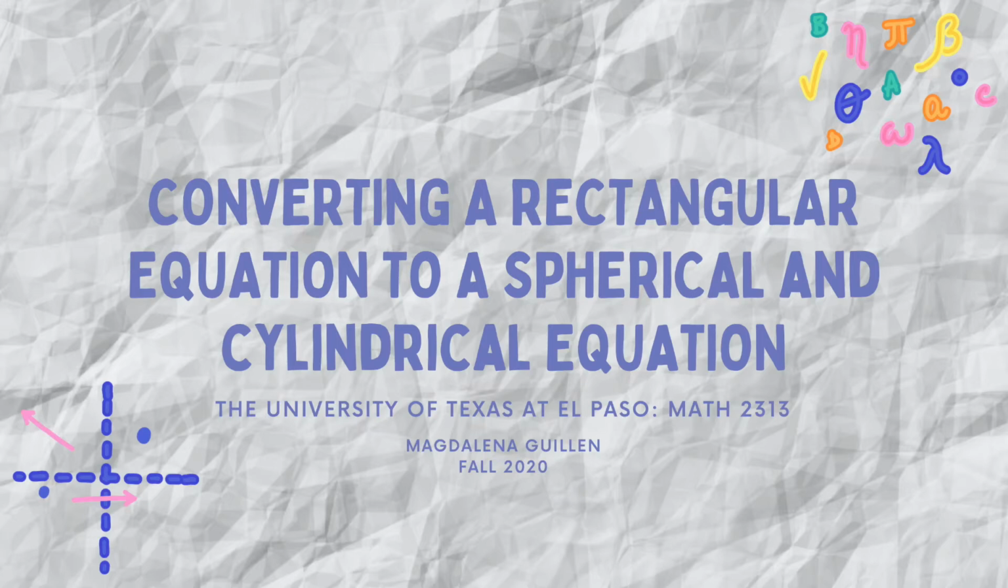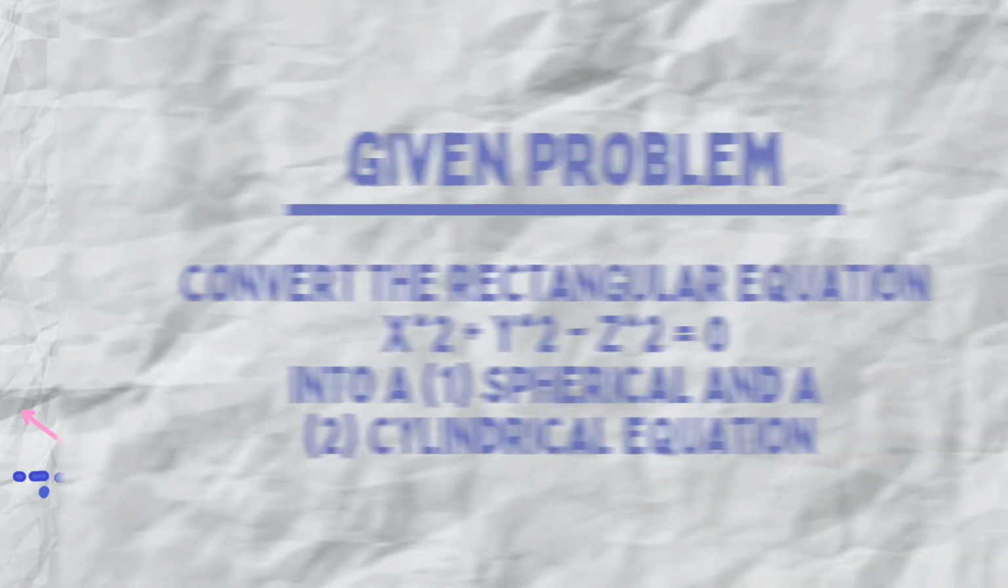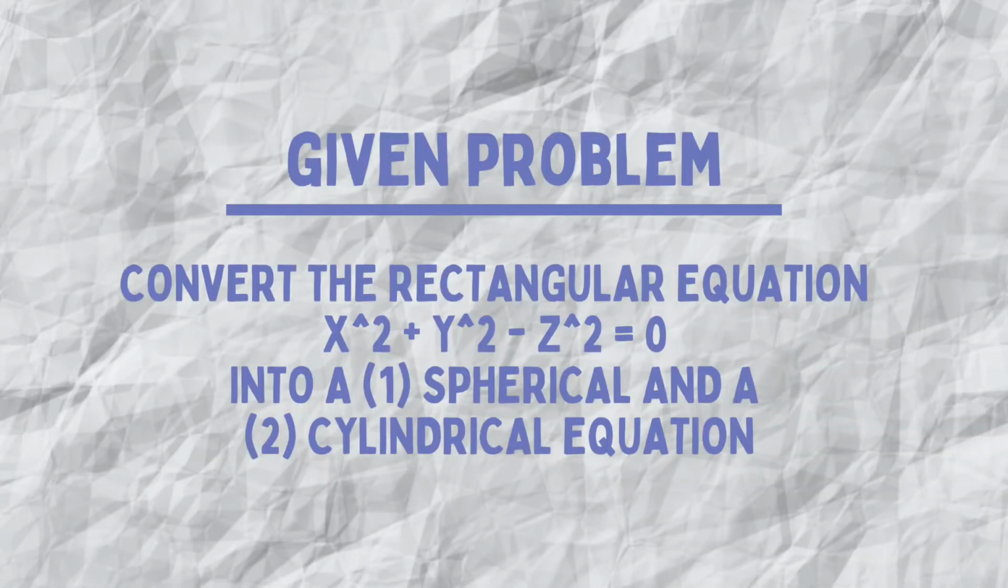Hello, today we will be converting a rectangular equation to a spherical and cylindrical equation. So we are given the problem: convert the rectangular equation x squared plus y squared minus z squared equals 0 into 1, a spherical, and 2, a cylindrical equation. So there are two parts to this question, where we are converting that rectangular equation into a spherical and a cylindrical one.